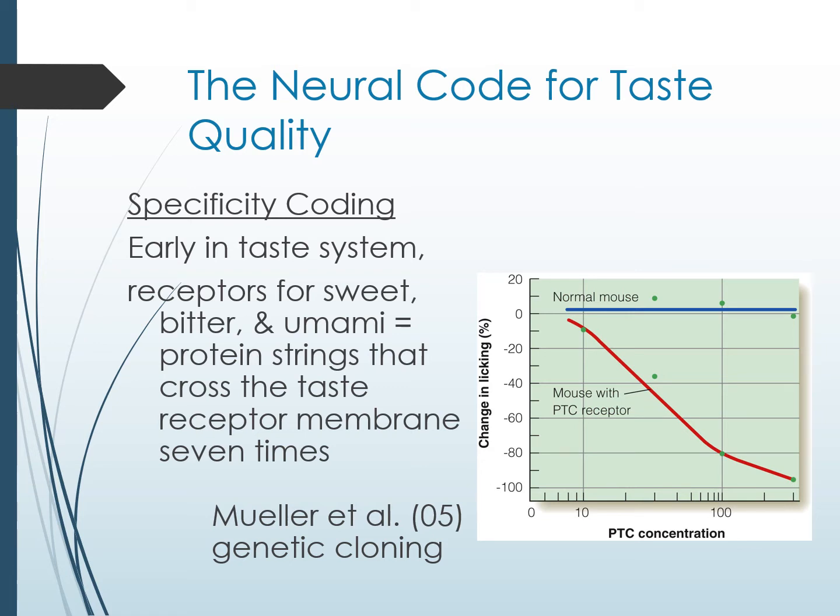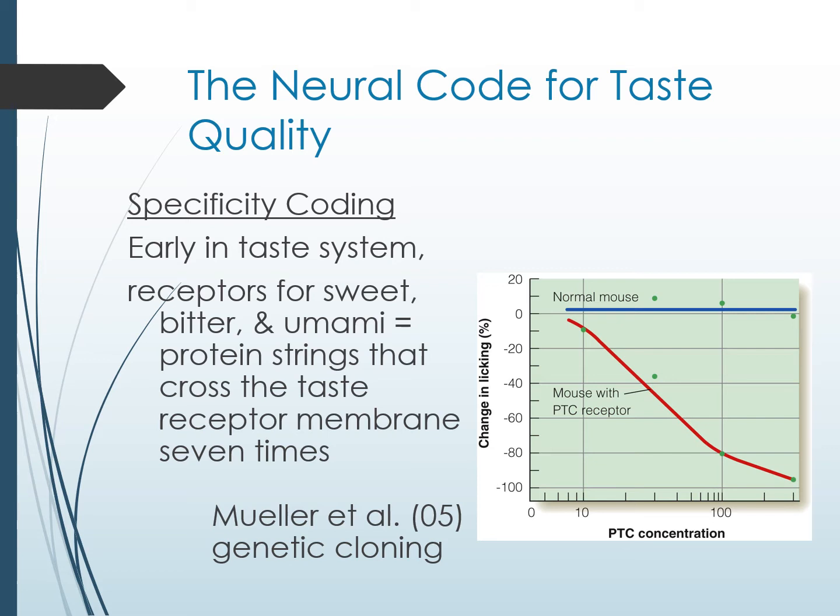So we have receptors for sweet, bitter, and umami, those protein strings that cross the taste receptor membrane 7 times. What they examined specifically was PTC, or phenylthiocarbamide. Normal mice do not have that receptor for PTC. From now on, I'm going to stick with PTC, as I'm going to talk about this several times. Normal mice do not have that receptor, but then they genetically cloned mice to have the PTC receptor.